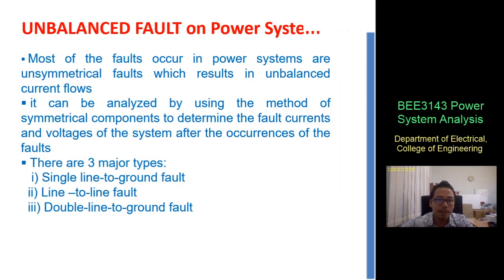Most of the faults that occur in power systems are unsymmetrical faults, which result in unbalanced current flow. They can be analyzed using the method of symmetrical components that we learned before, to determine the fault currents and voltages of the system after the occurrence of the fault. There are three major types: single line to ground, which we call SLG; line to line, which we sometimes call LL; and double line to ground, or DLG. These three faults are very common unbalanced faults.